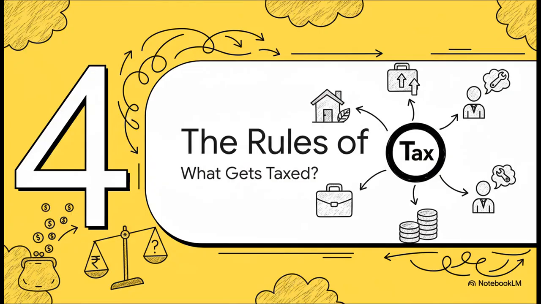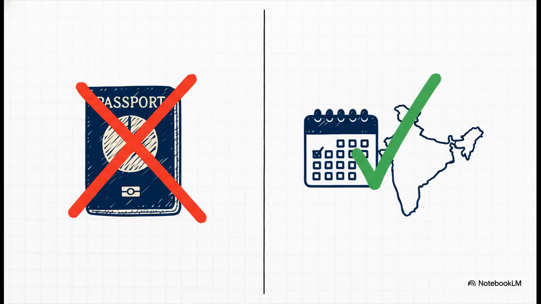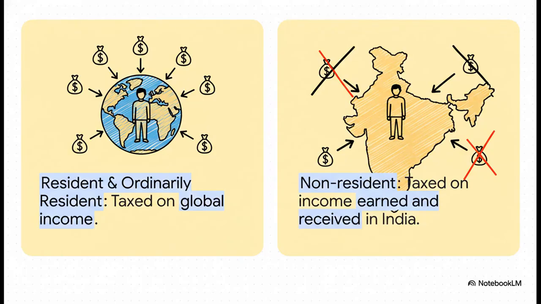Okay, so we've got the what, the when, and the who. The last piece of the puzzle for today is what actually gets taxed? What are the rules here? This is a big one. A huge factor that decides what income gets taxed is something called your residential status. And I gotta be clear about this. It has nothing to do with your citizenship or your passport. It's all about how much time you physically spend in India during a financial year. And believe me, this distinction makes a massive difference.